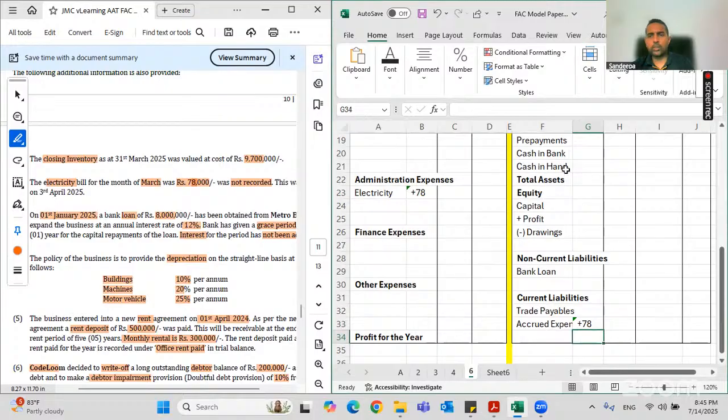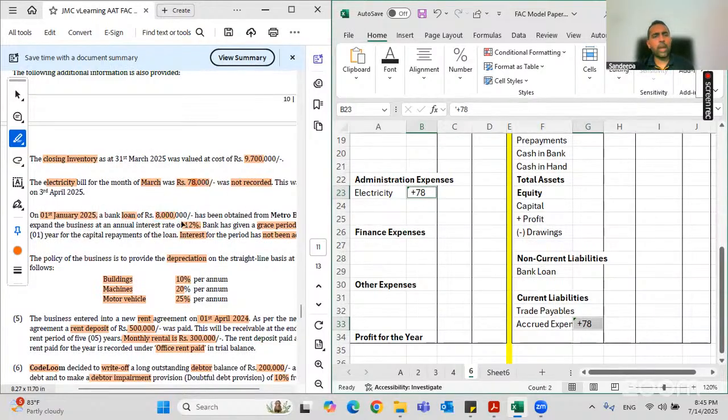Debited to electricity expense, credited to accrued electricity. Even though you haven't paid, you have consumed now. Therefore, it's an expense now. You haven't paid, it's a commitment, it's a liability. Very easy. Right? Next one.